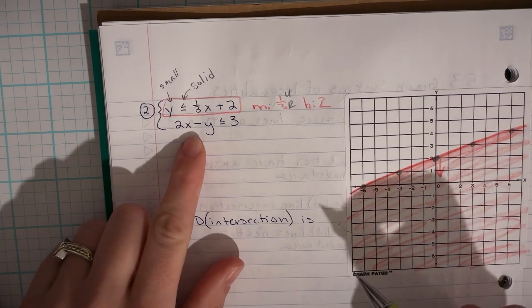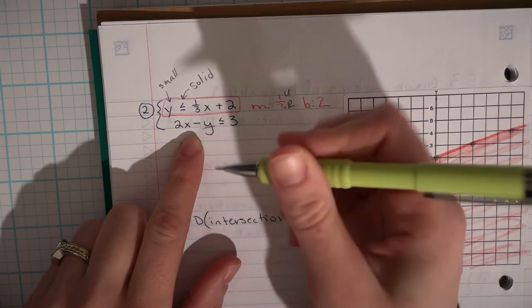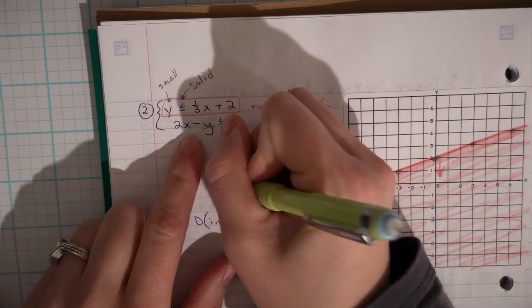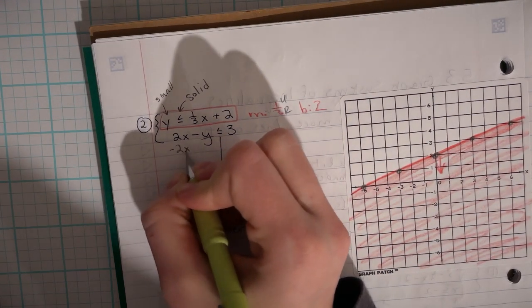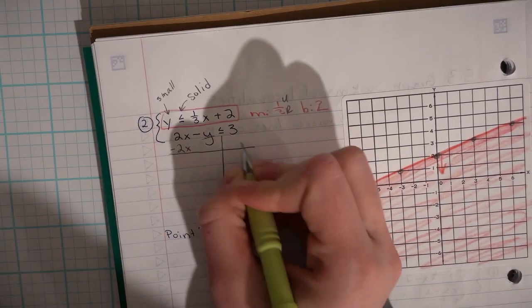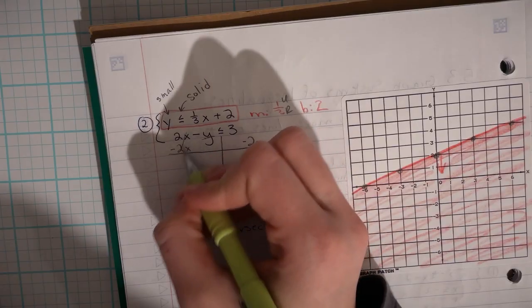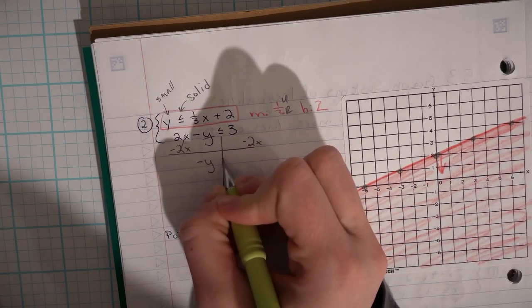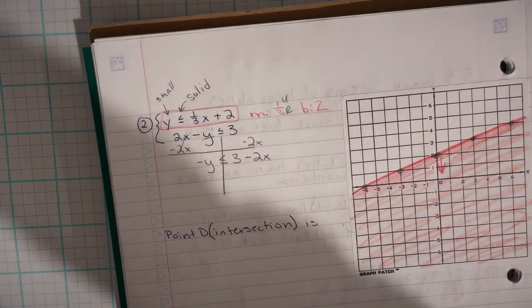All right, this next one is not slope-intercept form because we need to get y by itself. So we gotta do some math. The first thing we want to do is minus that 2x. And if you do it on one side, do it on the other. I'm going to put this one to the side because these are not like terms. So now we're left with negative y is less than or equal to 3 minus 2x.